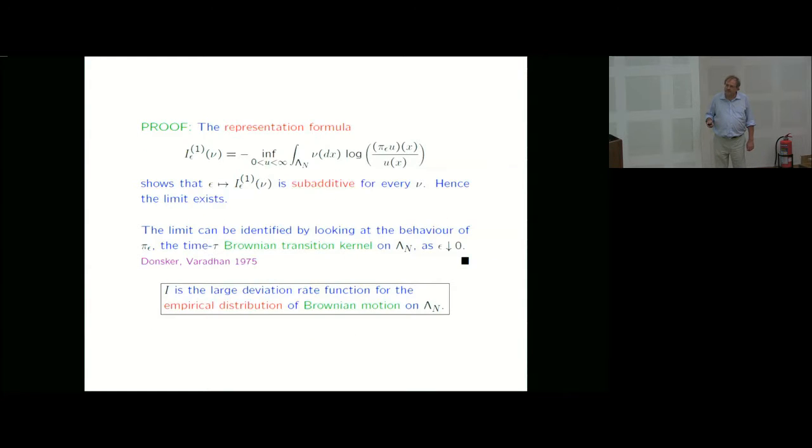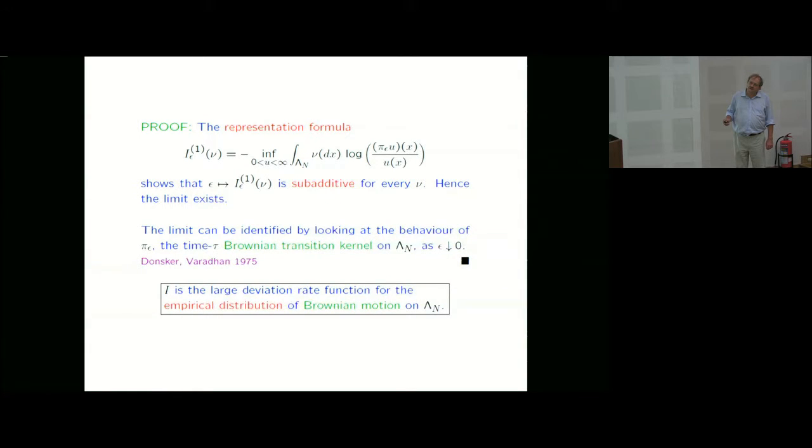And that comes about using the following. There is a representation formula for the left marginal of this pair empirical measure, and this can also be found in the papers by Donsker-Varadhan.